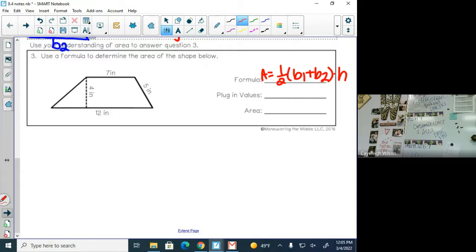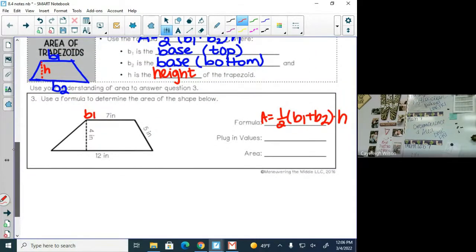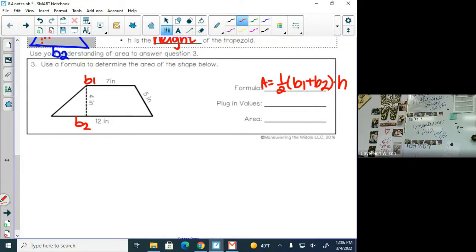Now, before I start plugging numbers in, order of operations says I always do what's inside the parentheses first. So I will always add those two numbers that are in the parentheses before I start multiplying. All right, Alfredo, what's my base 1? 7. All right, Mia, what's my base 2? It says it's the 12, the bottom. Okay, and Hunter, what's my height? 4. This 5 is just there to mess me up. It's a diagonal. It's not height because height is straight up and down.